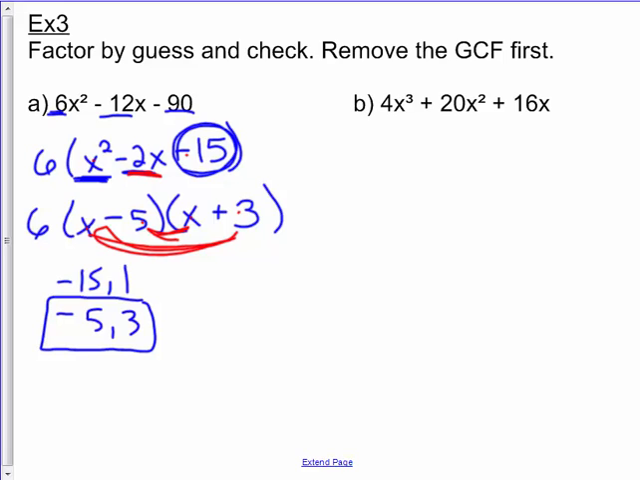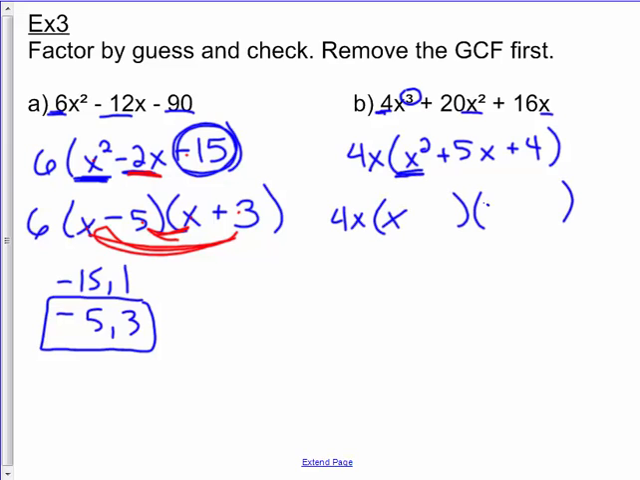So the last one, things I'm looking at here. Can I take out a number? I have 4. But I also look, I have an x cubed, an x squared, and an x. So I'm going to pull out a 4 and an x. When I do that, on the inside I have x squared plus 5x plus 4.